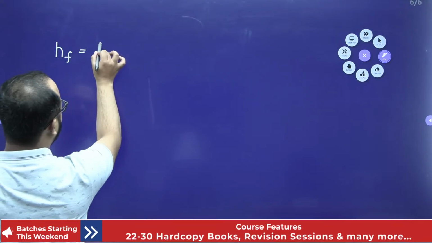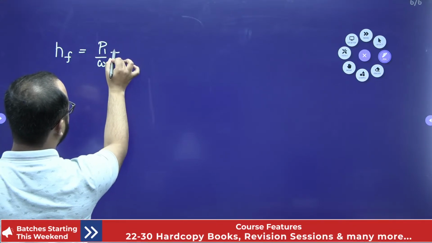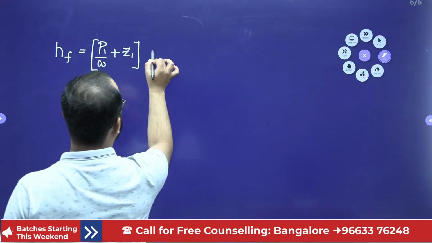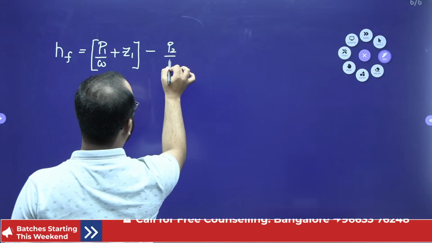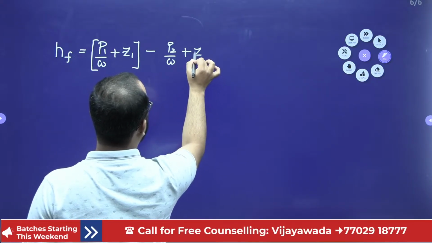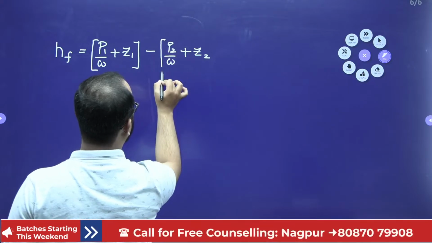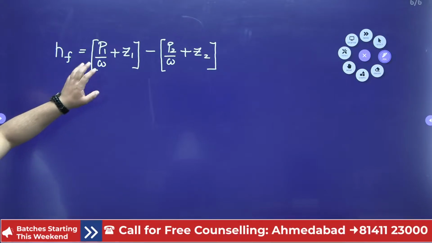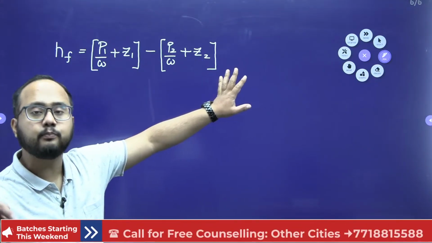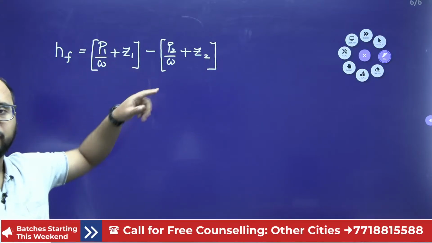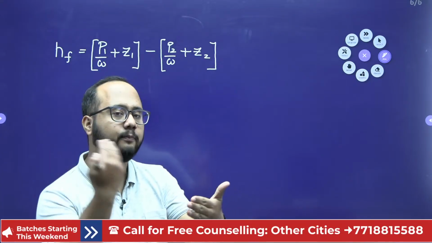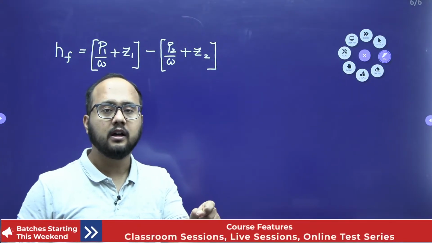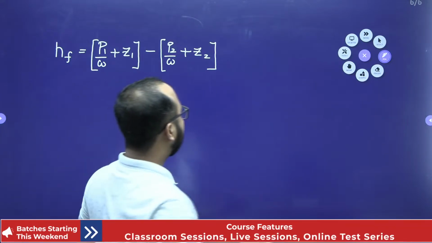This is the pressure head plus datum Z1 minus P2 by specific weight plus Z2. So HF equals this difference. What is this difference? Pressure head plus datum becomes the piezometric head. The difference of piezometric head will give you the head loss. That is a very, very important concept in fluid flow through pipes.